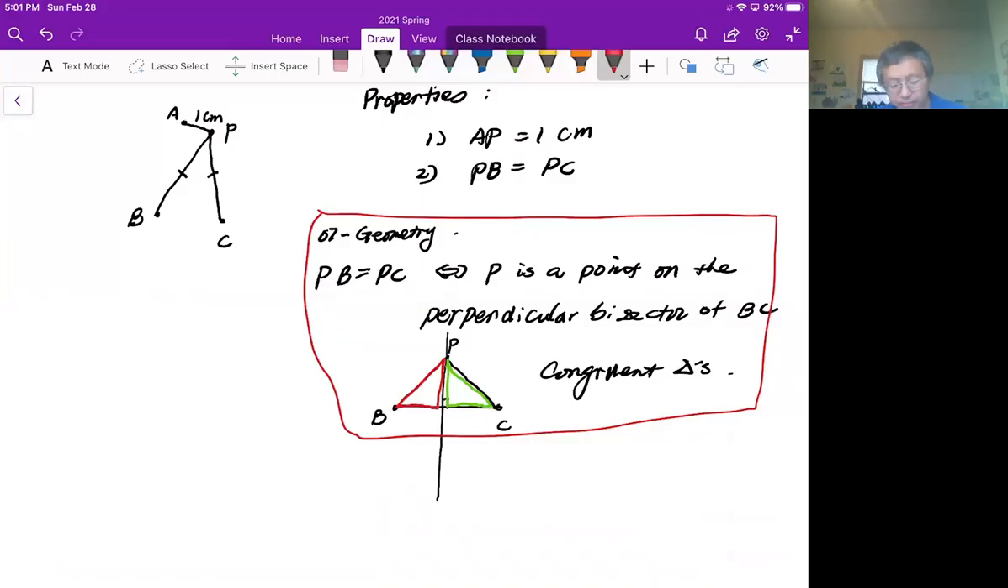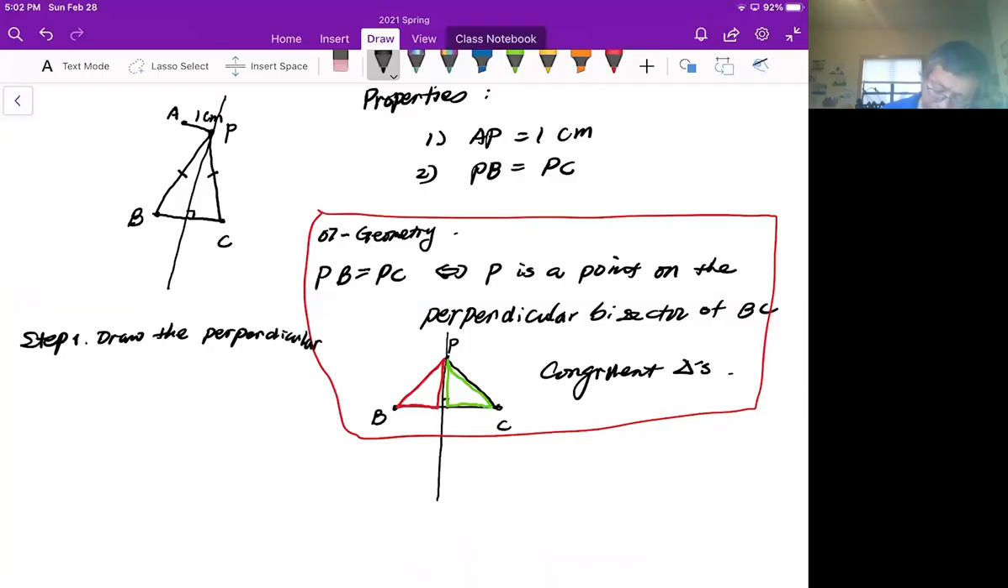So what can we do here? First of all, I want P to have equal distance to B and C. So what I can do is connect this, and then draw the perpendicular bisector. So the first step, we are going to draw the perpendicular bisector of BC, right? Let me use the red line. So that's the red line. We just finished that, right?